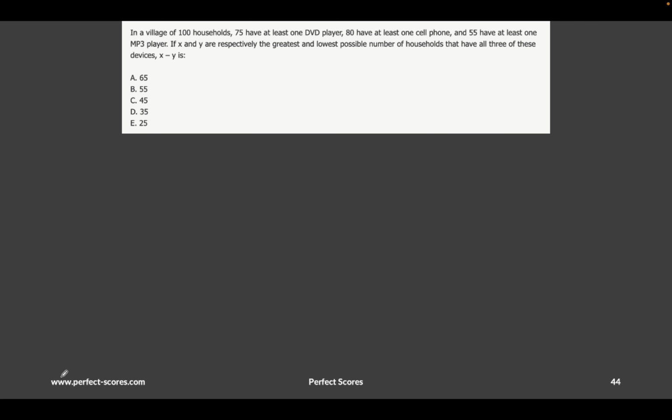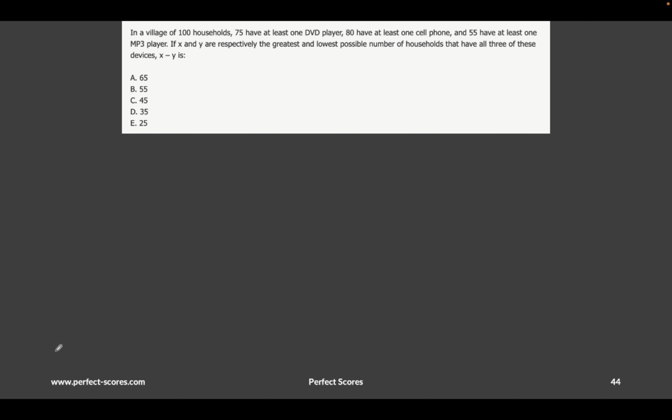Okay, so let's solve this question here. This question says that in a village, there are 100 households. 75 have at least one DVD player, 80 have at least one cell phone, and 55 have at least one MP3 player. So the question is asking us, what is the difference between the greatest and the lowest number of households that can get all three devices?